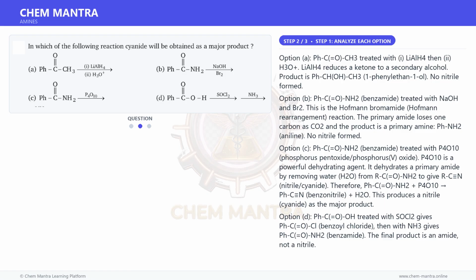P4O10 is a powerful dehydrating agent. It dehydrates a primary amide by removing water, H2O, from RC=O, NH2 to give RCN, nitrile, cyanide. Therefore, PhC=O, NH2 plus P4O10 gives PhCN, benzonitrile, plus H2O. This produces a nitrile, cyanide, as the major product.